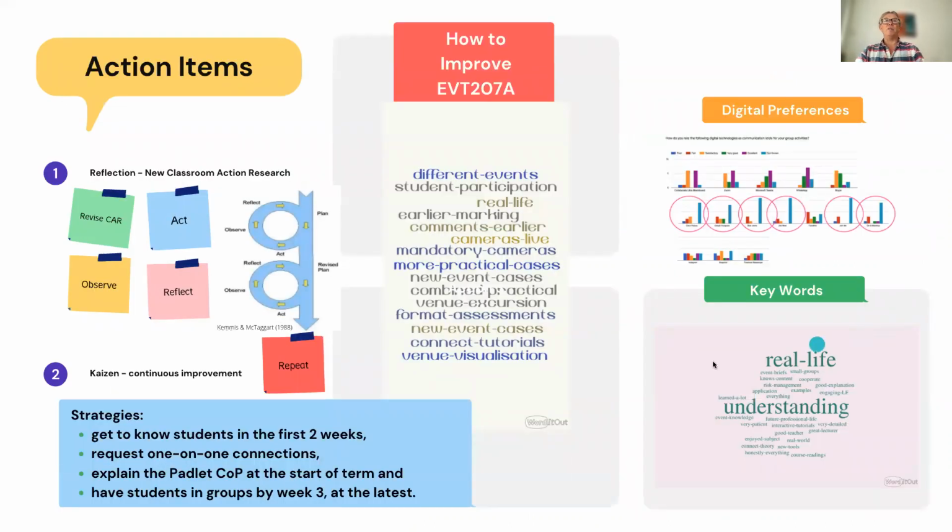So action items: repeat, as the model from Kemmis and McTaggart shows on the action research. It's a matter of repeating and changing and learning over time, and also strategies that I've put in place to get to know the students much earlier in the first 2 weeks. Look at one-on-one connections, explain the community of practice at the start of term, and have groups organized well before week 3.